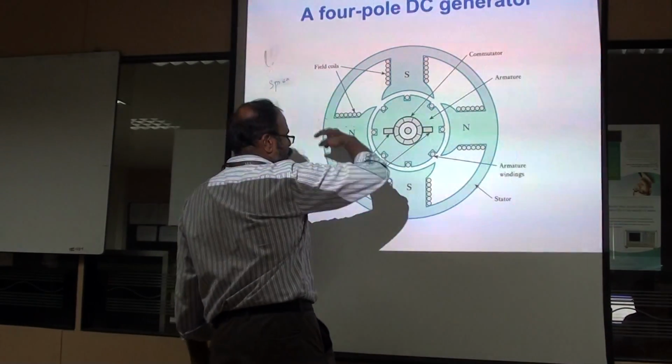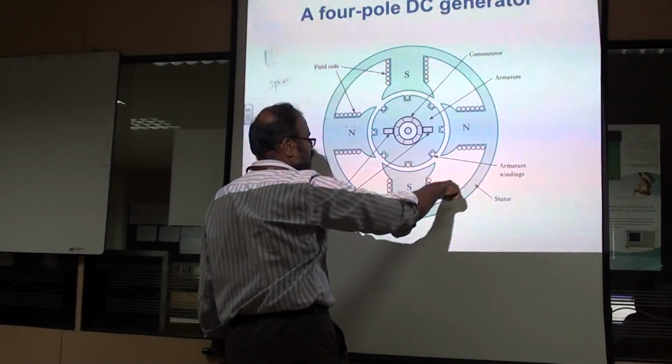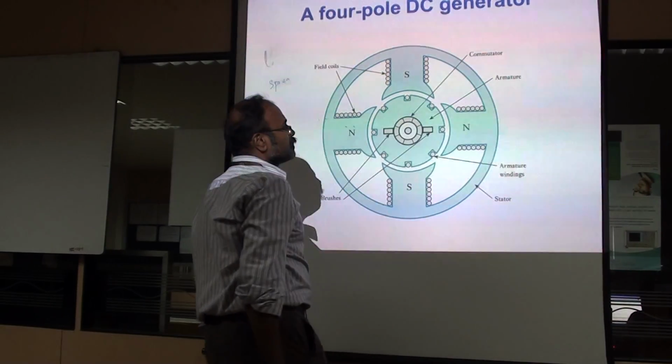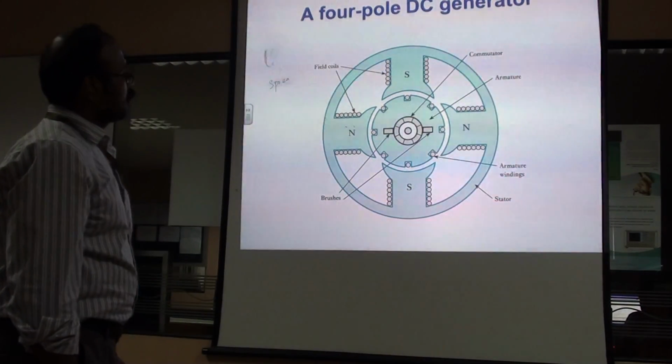And this is the outer yoke or frame, which acts as a support for the pole shoes. The pole shoes are rigidly fixed to the yoke. And it may be called the stator also.